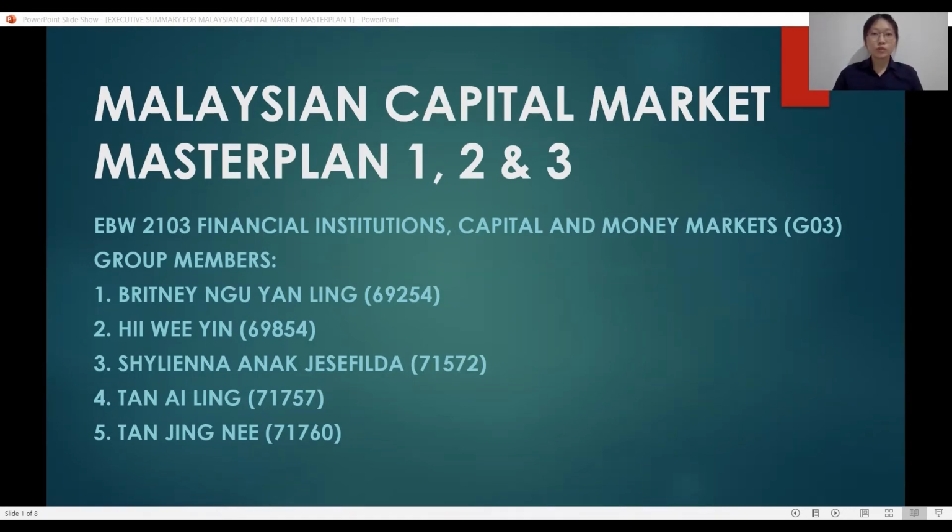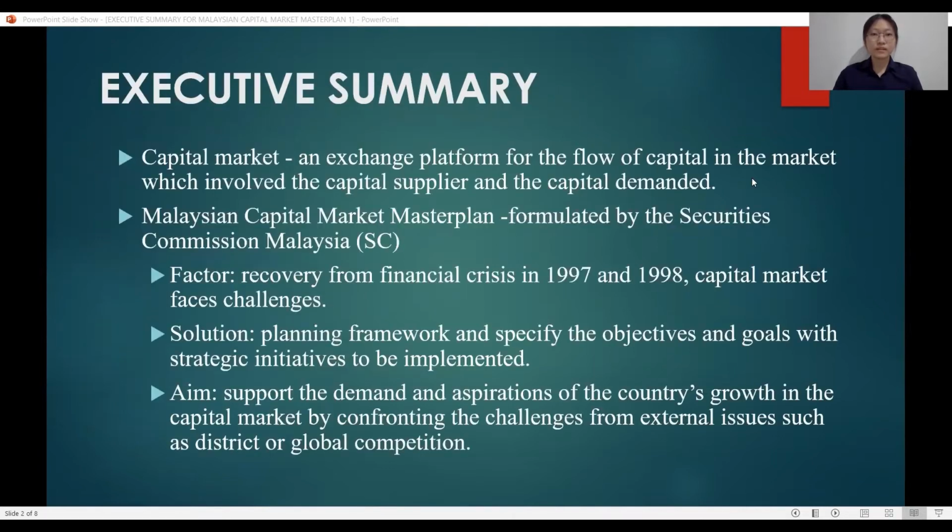Our group is going to make a presentation with the topic of Malaysia Capital Market Master Plan 1, 2, and 3. I'm going to introduce the executive summary for this topic and also present the conclusion at the end of the presentation. Capital market represents an exchange platform for the flow of capital in the market, which involves the capital supplier and the capital demander.